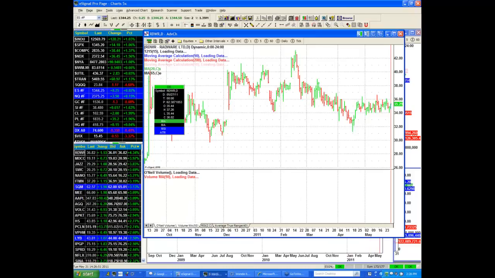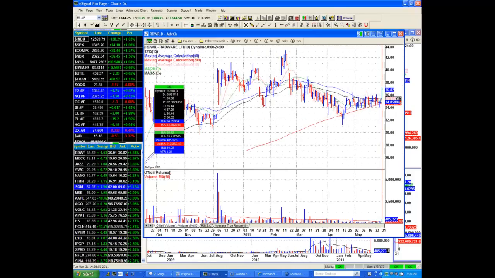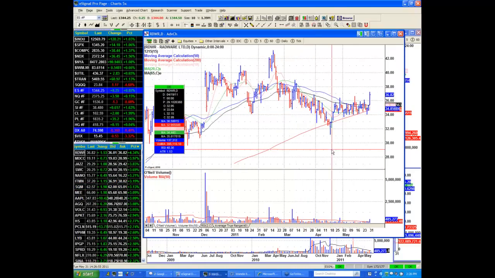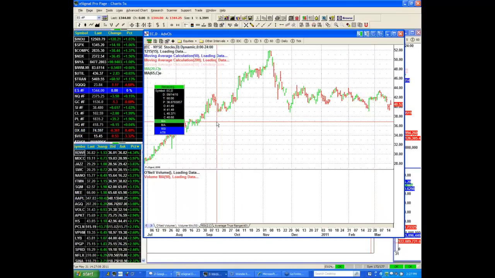Radware had a kind of a pocket pivot today. That may be something to look at. It's a thinner stock, trades a couple hundred thousand shares a day. It's a cloud stock, but it's starting to come out, and that was a pocket pivot. That may be a little bit better, but it's a very thin stock, a lot like EC.